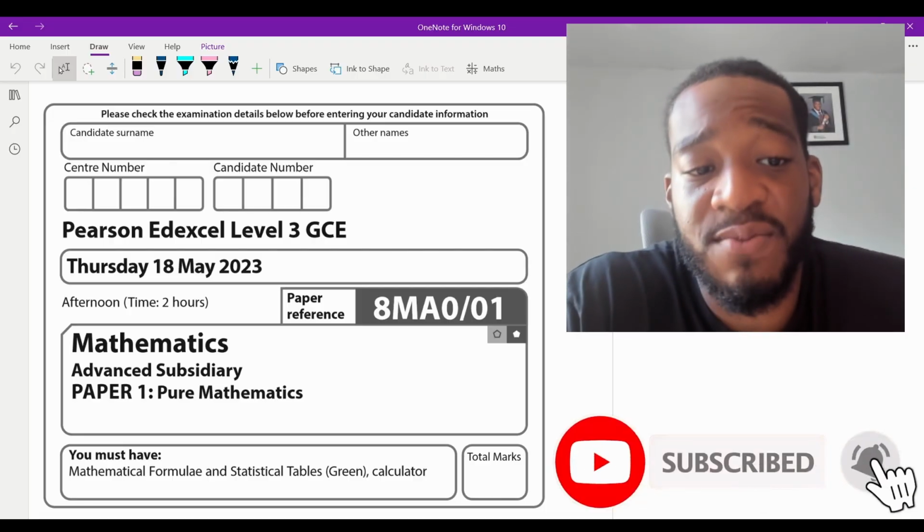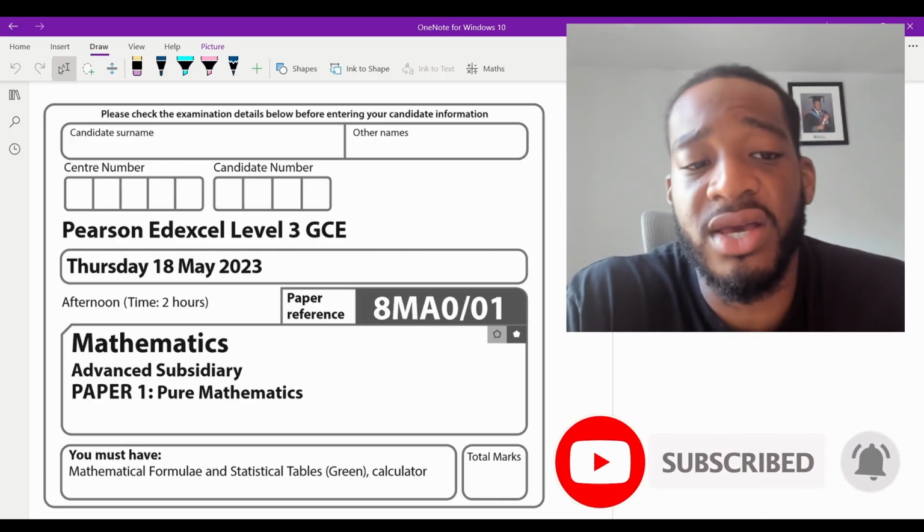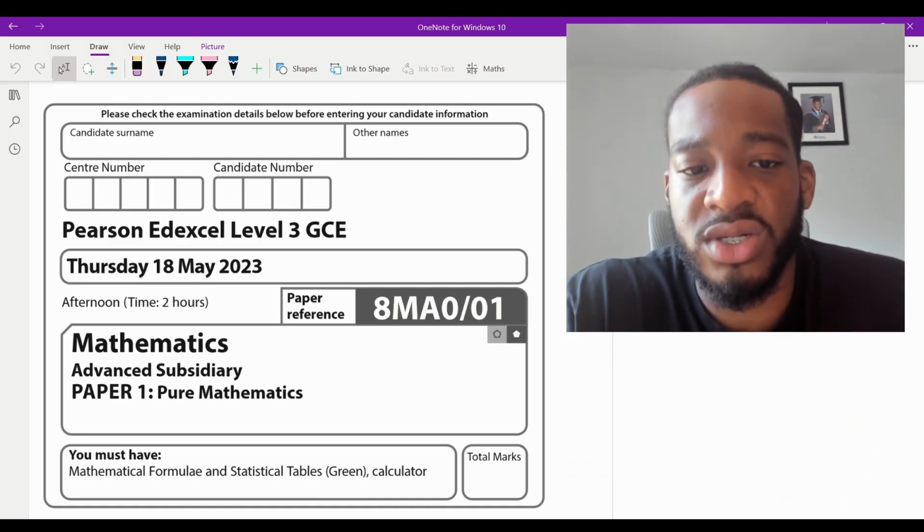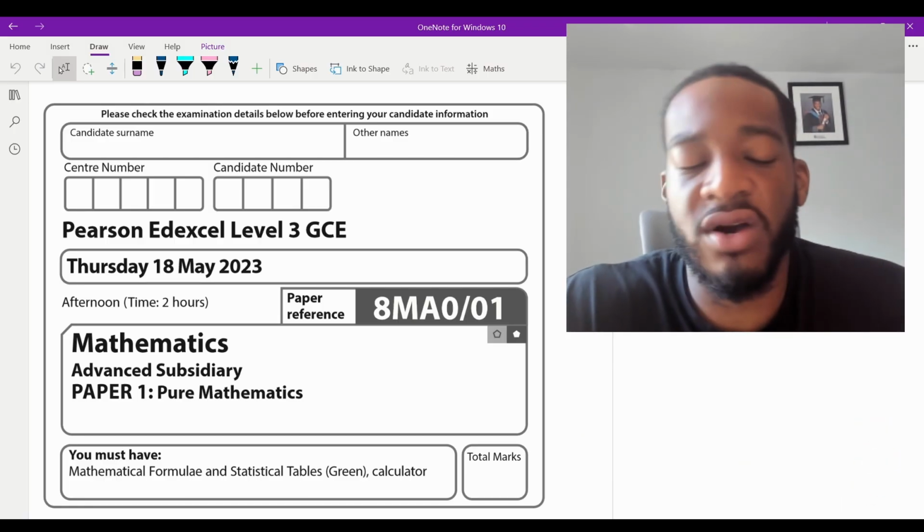So today we've got the AS paper for paper 1 pure mathematics for June 2023 Edexcel. And yeah, there were quite a few questions in here. There were 17 in all, so it took a bit of time, but we've got it done now.